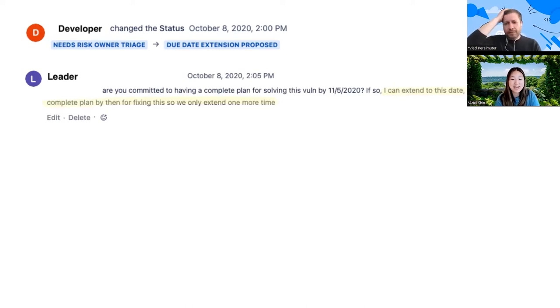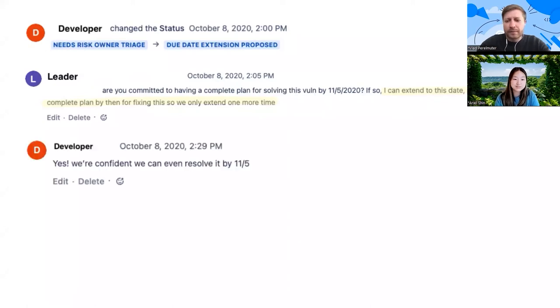And people care when their names are attached to the risk. The VP is accountable for this vulnerability, so they're not just going to accept the risk on this due date extension without seeing a complete plan for fixing this. The conversation alone urges the developer to fix this ticket, as the leaders they report to have visibility on this. It can't just fall through the cracks by accident or become deprioritized.